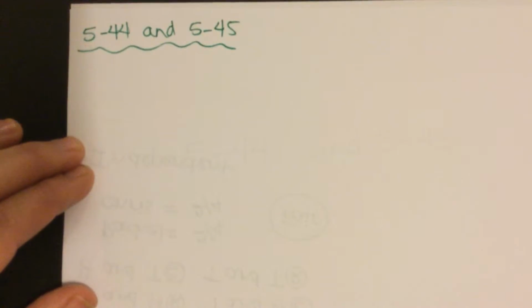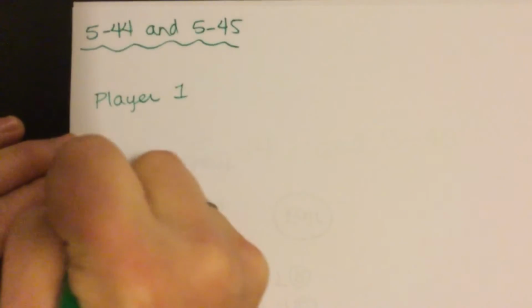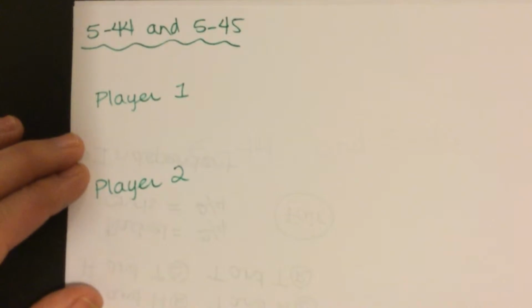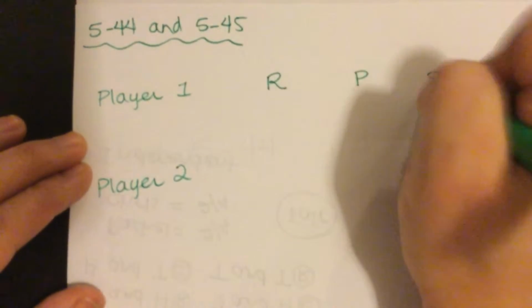When you're playing a game of rock, paper, scissors, there are two events in the game. The first one would be player one's move, and the second event would be player two's move. Those are the two events that would be occurring. In rock, paper, scissors, there are three different options. Player one could get rock, paper, or scissors.